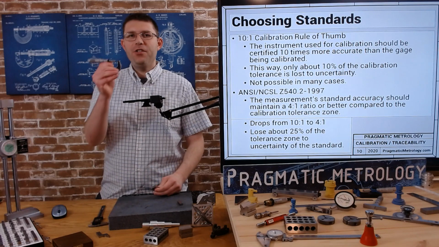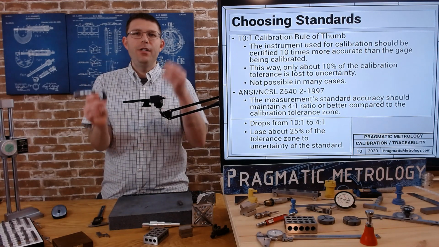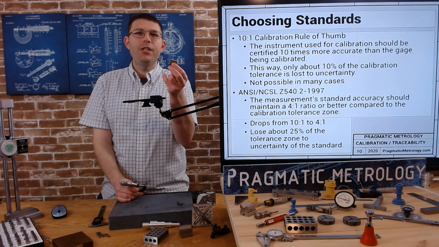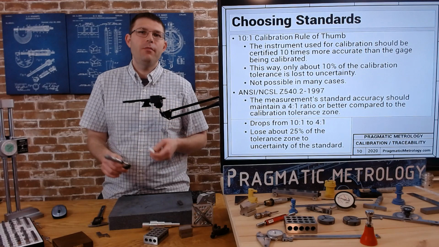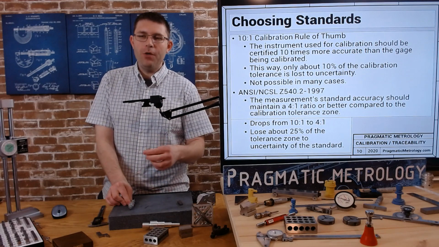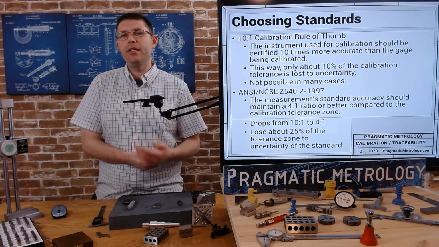But imagine that this is accurate to 1/10,000th of an inch, and this is accurate to 1/10,000th of an inch. Can you really calibrate when they both have the same plus or minus? That's why you want your standards to be at a higher accuracy level, and 10-to-1 is the rule of thumb that has been chosen.